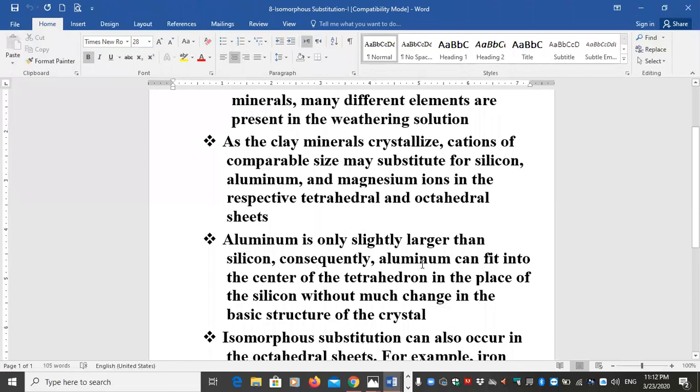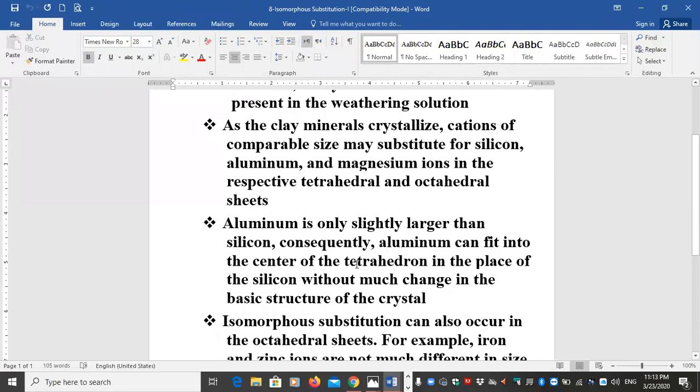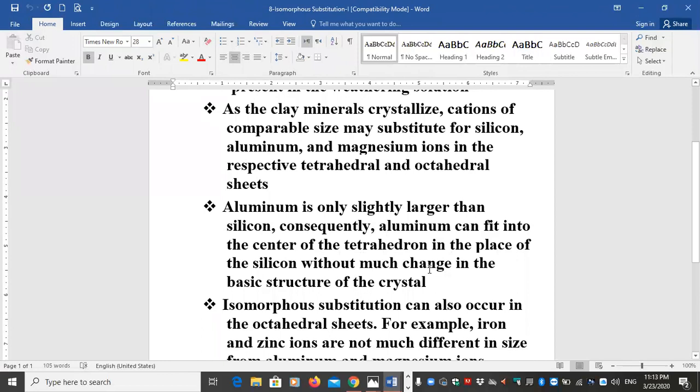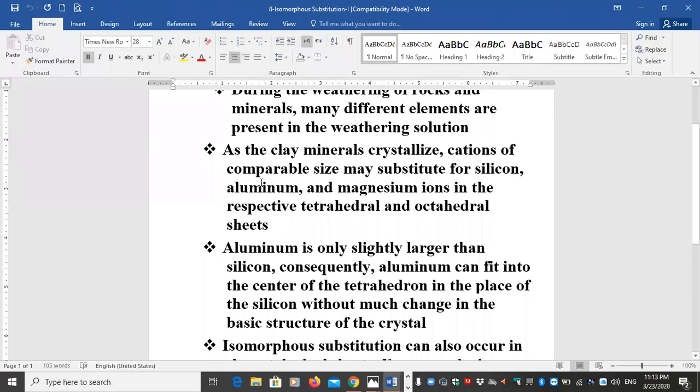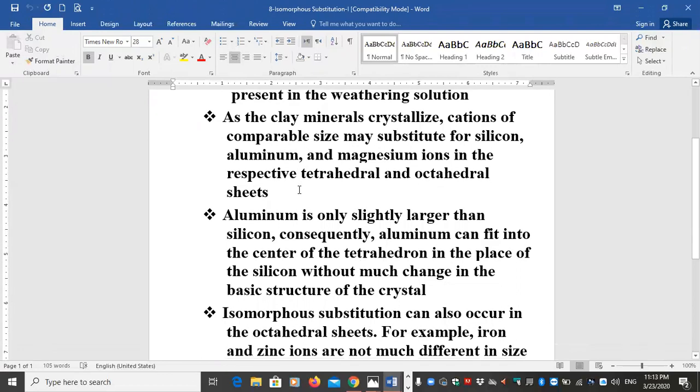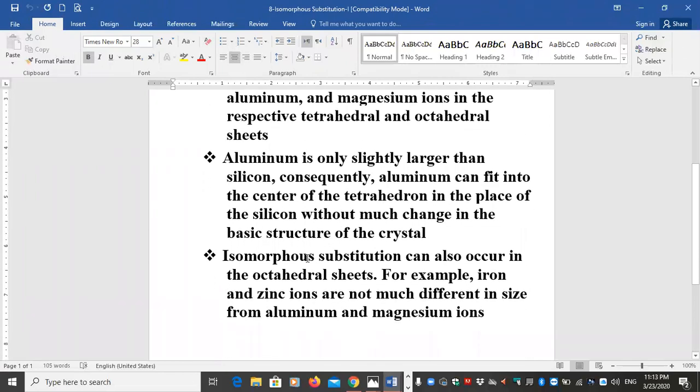Aluminum is only slightly larger than silicon. Consequently, aluminum can fit into the center of the tetrahedron in the place of the silicon without much change in the basic structure of the crystal. That's why the substitution here, we said it has to be of comparable size. The size has to be very close to each other so that one can replace another. Not the same. We cannot say exact. Of course, it will then be the same ion, but comparable. It has to be very close so that the structure will not be distressed and it will be stable.